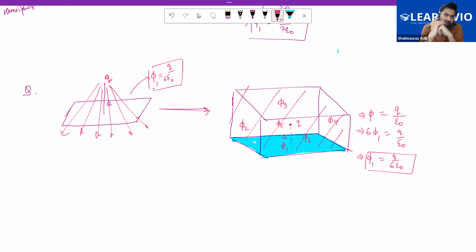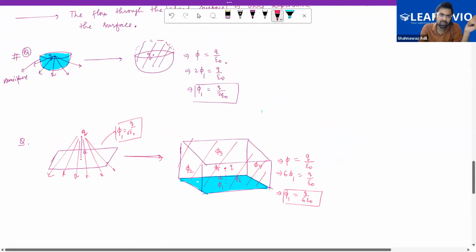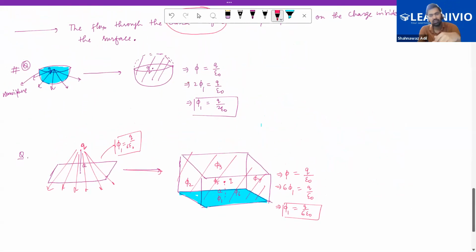So you just note down these 2 questions, and then we will understand the application of Gauss law. Please note it down.